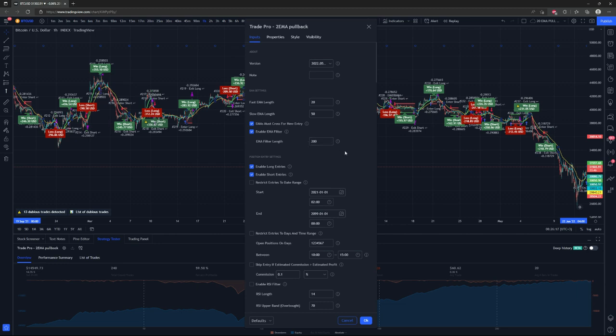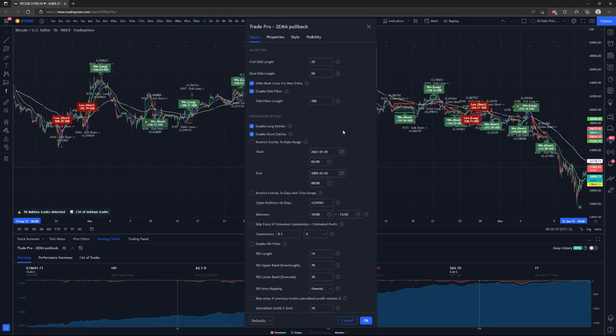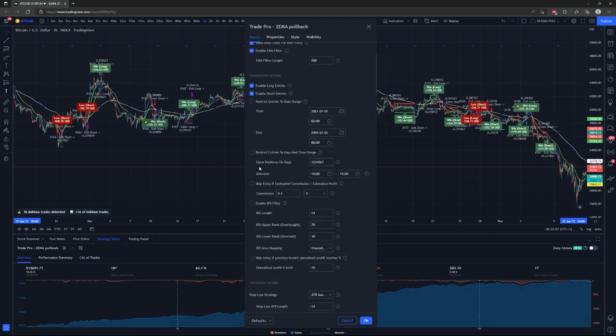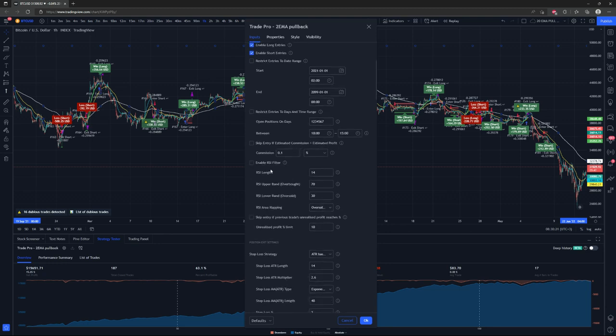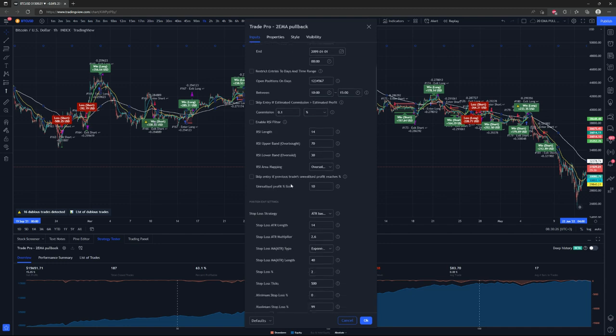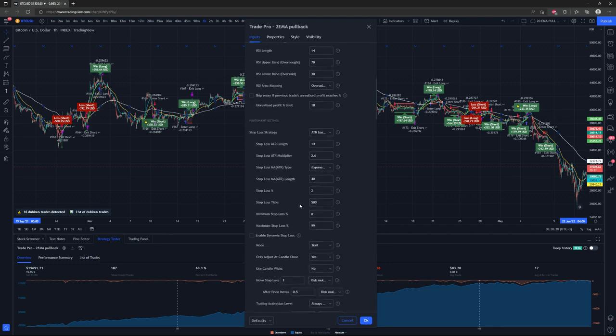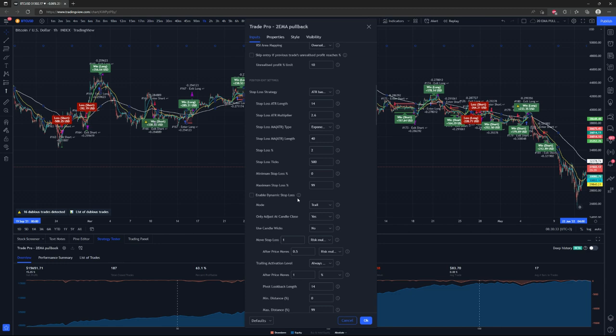Now we'll go down to the next section here, the position entry settings. And here you can choose between long entries and short entries or enable both. You can restrict entries to a certain date range, certain days of the week, and a certain time range. You can have it skip entries based on commission being greater than estimated profit. There's an additional RSI filter, and you can have it skip entries if the previous trade's unrealized profit reaches a certain percent.